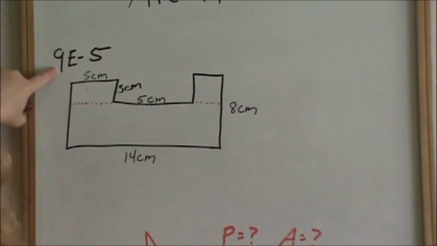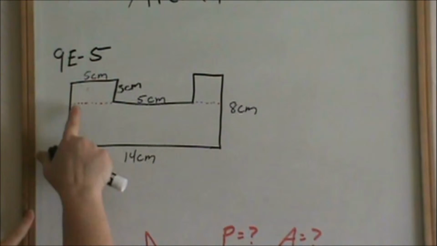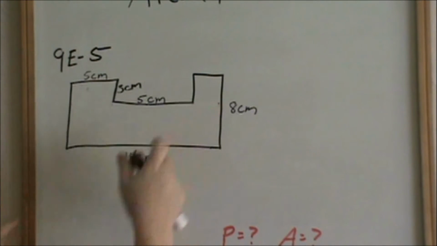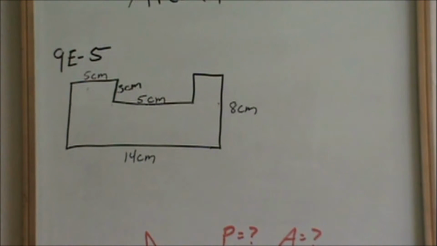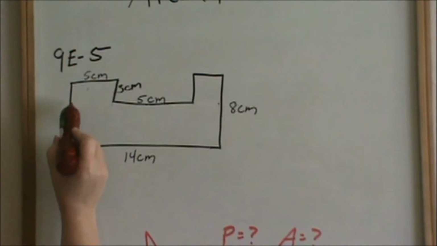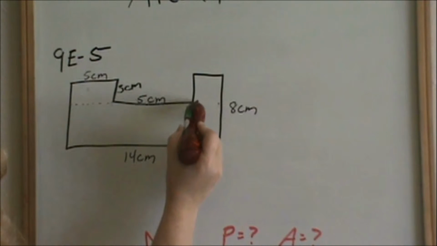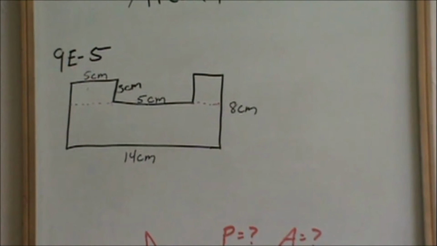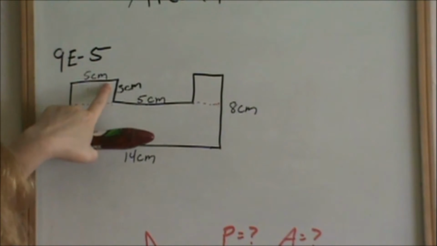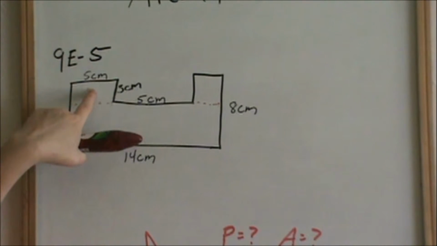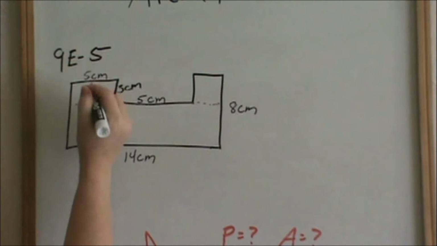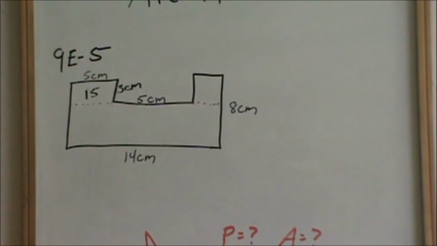Okay, now we're looking at problem 9E5. We have this figure right here. So my recommendation is to break it up into smaller rectangles so that you can break this up into 3 different rectangles. And you can find the area of each rectangle. The area of a rectangle is base times height. So looking here, I know this is 5 centimeters, 3 centimeters. So the area of this small one is 15 centimeters square, or square centimeters. I'm just going to write 15 in there, just for the purposes of note taking.